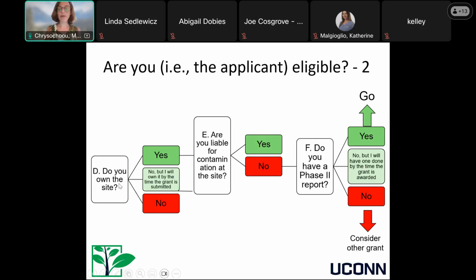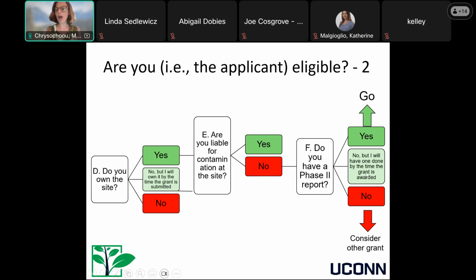Then you have to consider the ownership status of the site. If you own it as an applicant, then you are eligible for applying. If you don't own it right now, but you have plans to own it by the time the grant is submitted, then you can still apply for it. If you do not own it, then you cannot. Then you have to consider additional liability concerns, and we'll go into that in detail. If you're not liable for the contamination, then finally, you have to consider a phase 2 report.